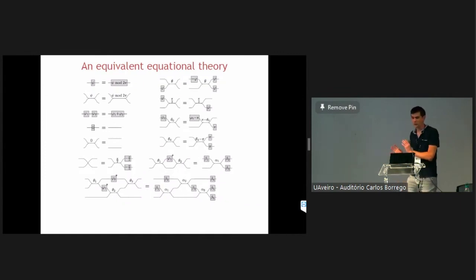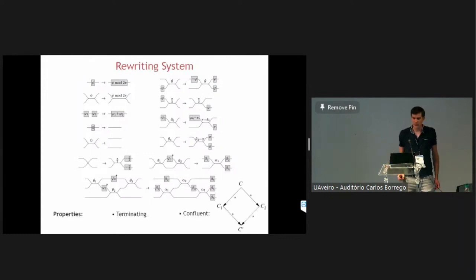The idea is that first we massage this equational theory a little bit in order to get this one, which is equivalent to the previous one. It's a little bit more equations, but it's equivalent. And once we have this equational theory, we can give an orientation to the rules. Once we have the left-hand side of the equation, we replace it by the right-hand side. We get a rewriting system.